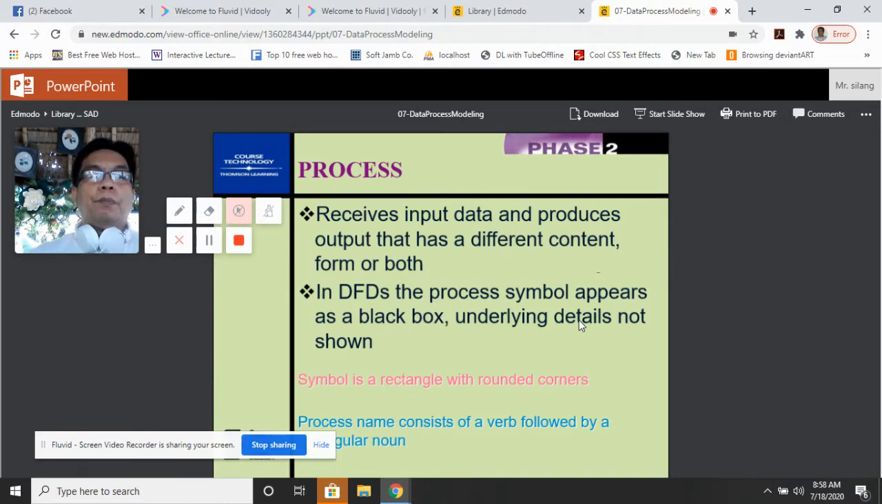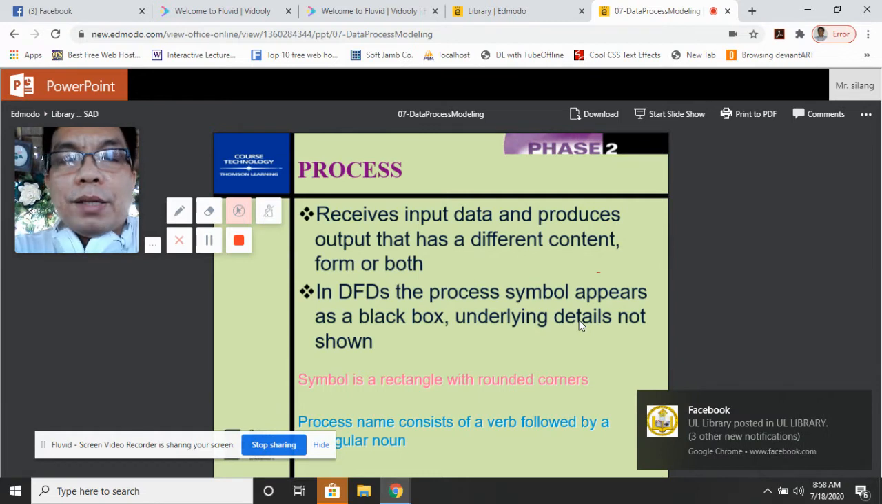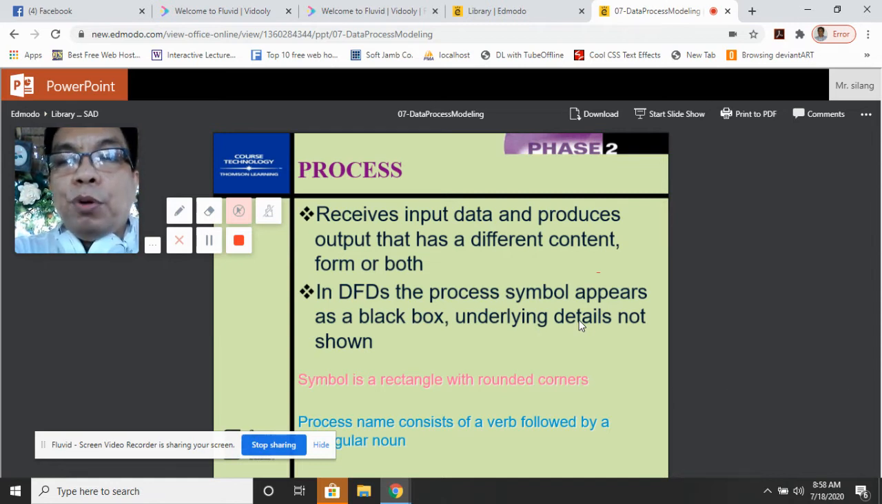Okay, so let's now discuss about process. So what are processes? A process receives input data and produces output that has a different content, form, or both.